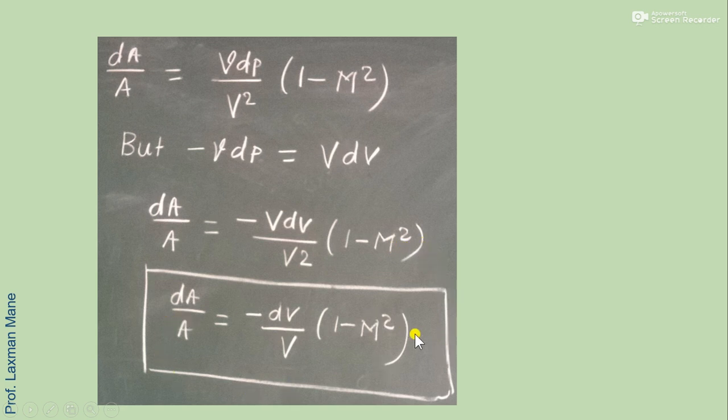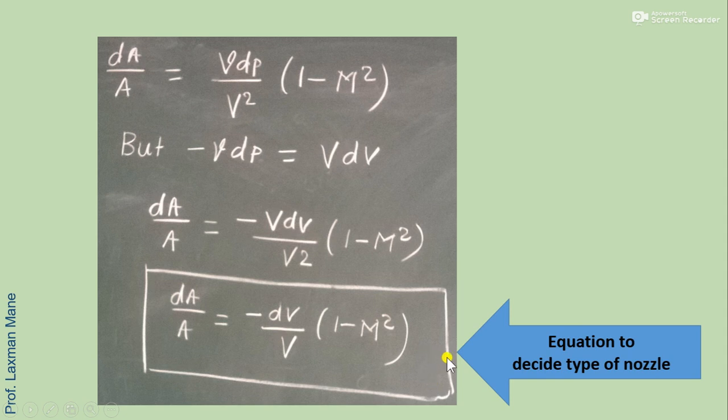So this is the equation. Now here the square gets cancelled, so we get dA by A is equal to minus dV by V bracket 1 minus M square. Now this is the equation which is used to decide the type of nozzle. So on the basis of this equation, we see which kind of nozzle is used. Okay, we will see that now.